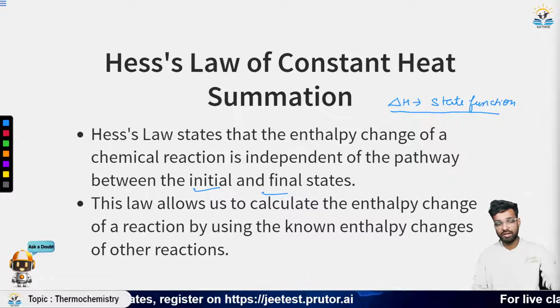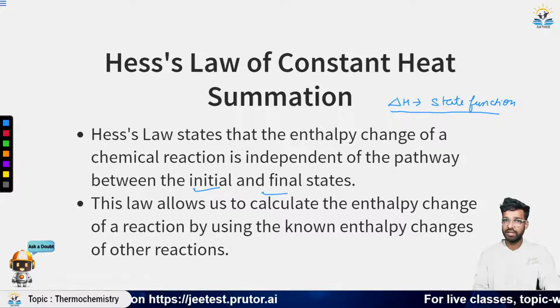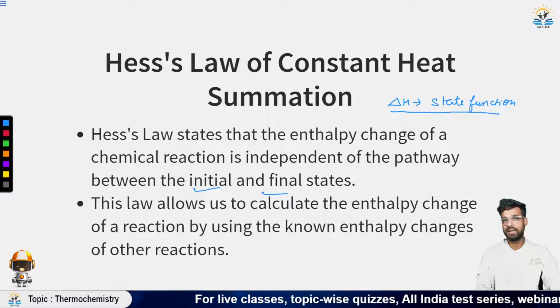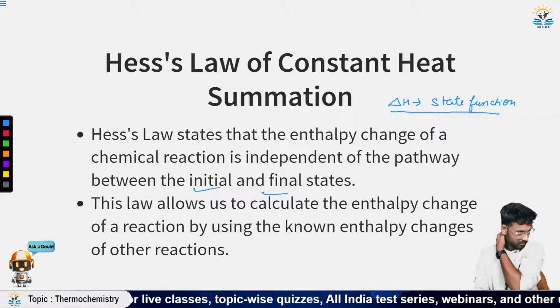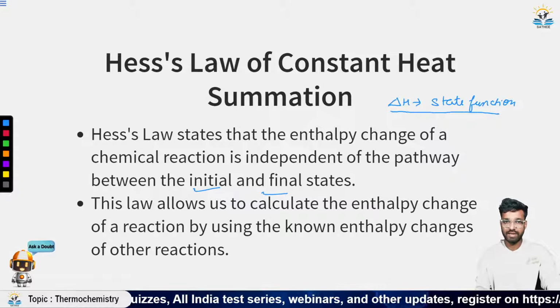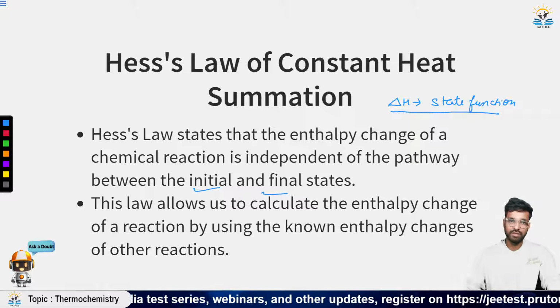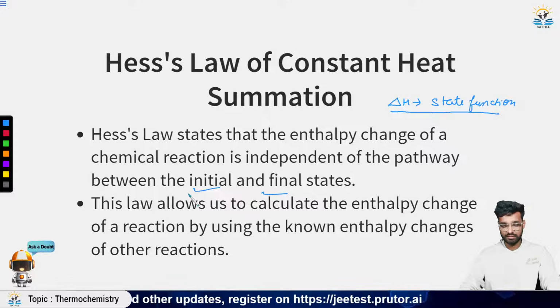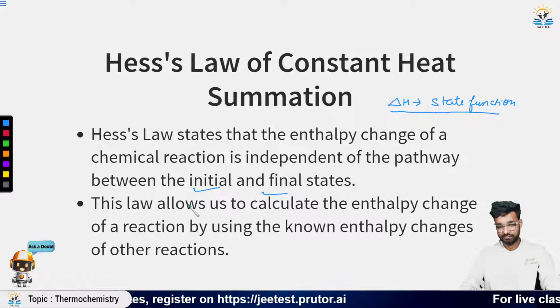We will use the normal algebraic summation to find the enthalpy change for various reactions. Suppose we are carrying out a reaction from A to B, then B to C, then we can directly find it from A to C by adding all those reactions. So let us see how.